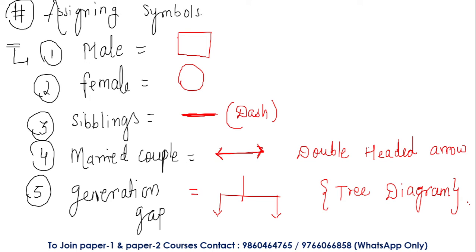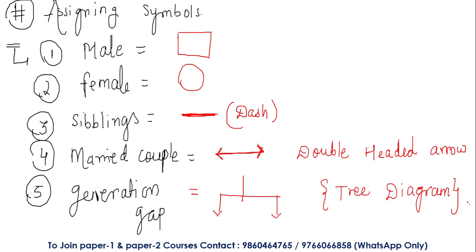We are going to assign these 5 symbols and solve all the questions of blood relations based only on these 5 symbols. So these are very important. Make sure that you use the same symbols, again, for our convenience in solving the questions in a better way. For male, we use a square shape. For female, a circular shape. For siblings, the children of the same parent, a dash. For a married couple, a double-headed arrow. For generation gap, this tree diagram.